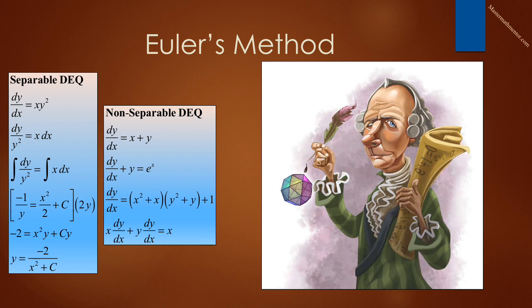However, there are many differential equations that are not separable. No matter how much you try, no matter what you do, there is no way to get all the x's on one side and all the y's on the other. For instance, dy dx equals x plus y, or dy dx plus y equals e to the x. Dy dx equals quantity x squared plus x times the quantity y squared plus y plus 1. Or x dy dx plus y dy dx equals x.